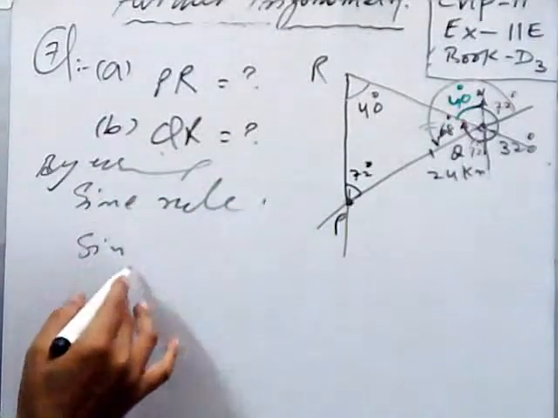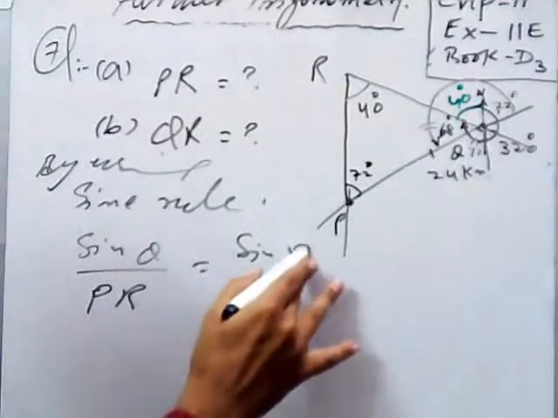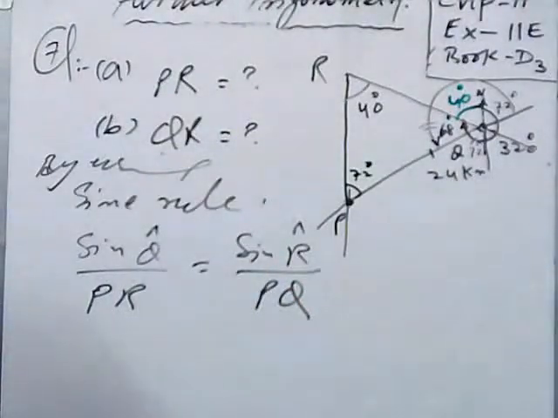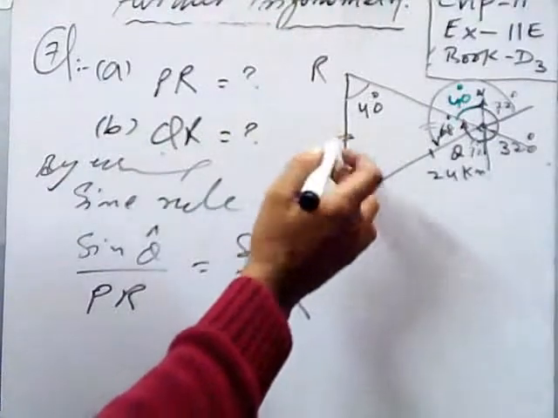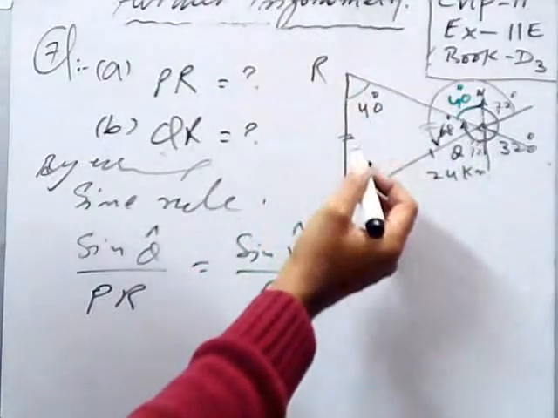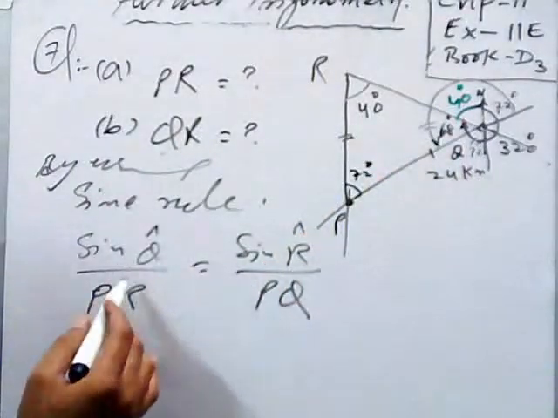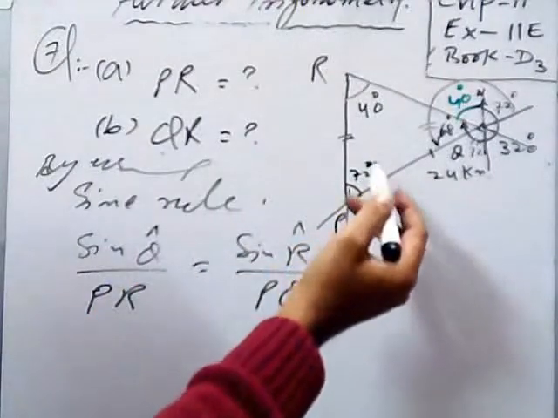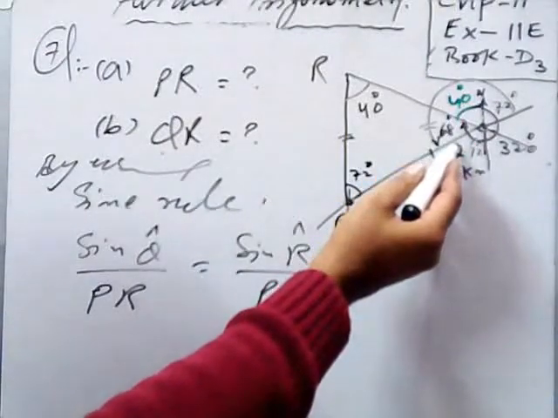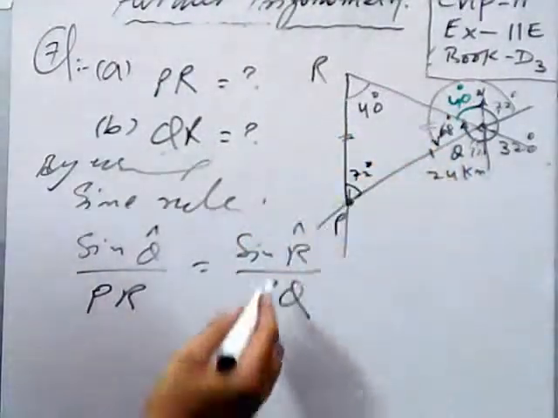that is sine Q by PR is equal to sine R by PQ. For PQ we use sine R, because we take the angle in front of the side. Similarly, if we take sine Q, we need the side PR. So if you take the angle Q, you need the side PR. So this is the sine rule.